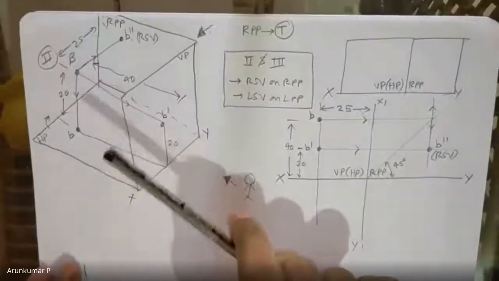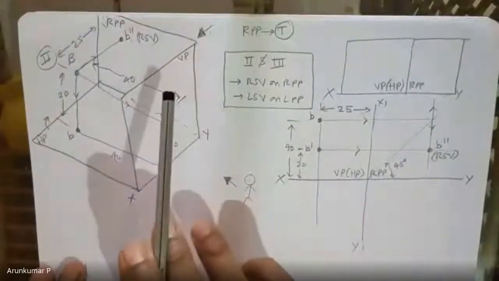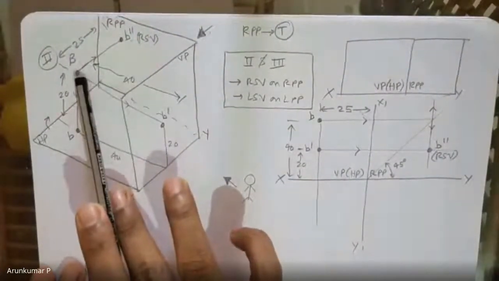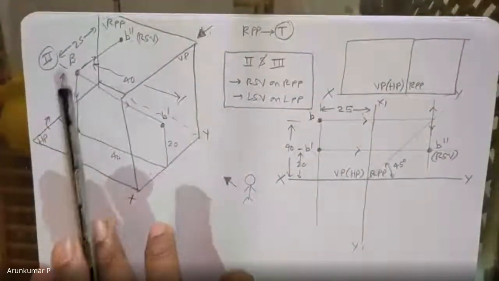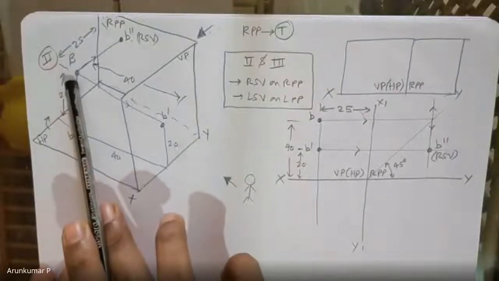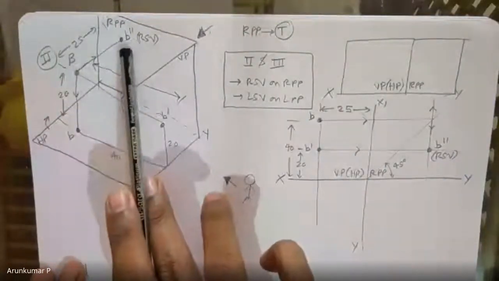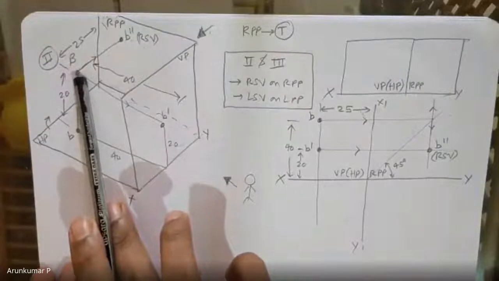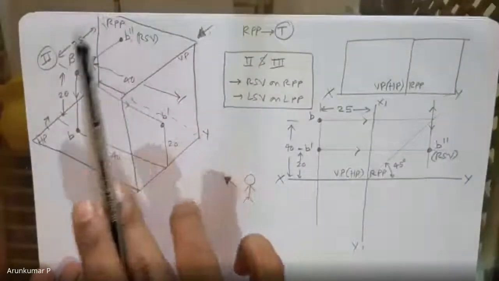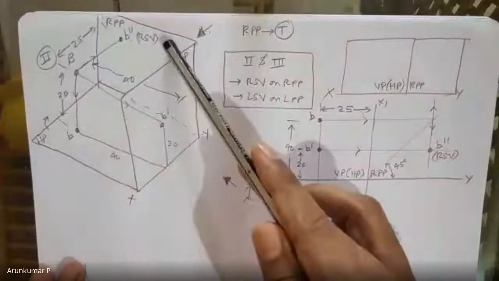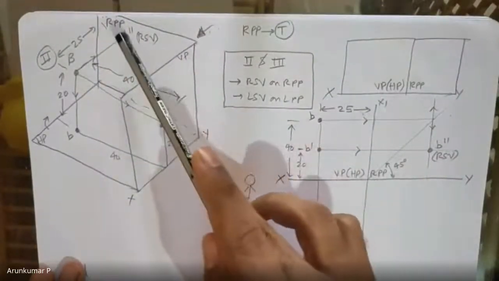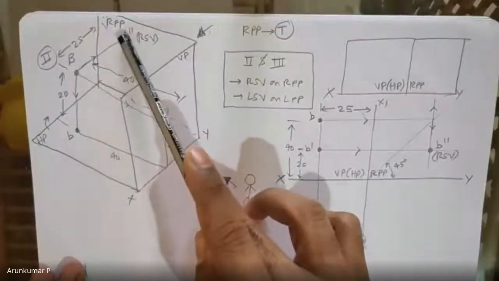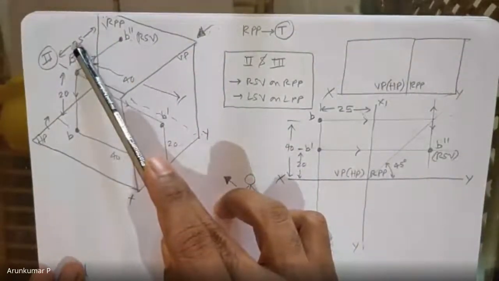Yes, sir. So, what I was saying is, in the second quadrant, you have a point B which is 40 mm behind VP, 20 mm above HP, and 25 mm from RPP. In this case, the right profile plane, that is the side plane on the right, is being considered. The distance of the point from the right profile plane is 25 mm.